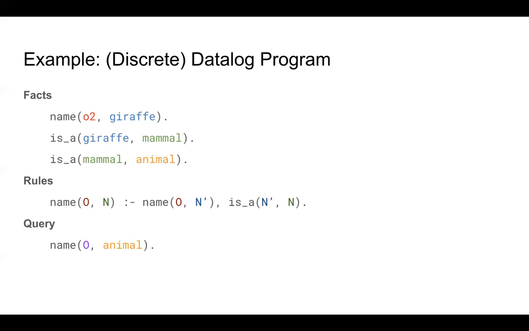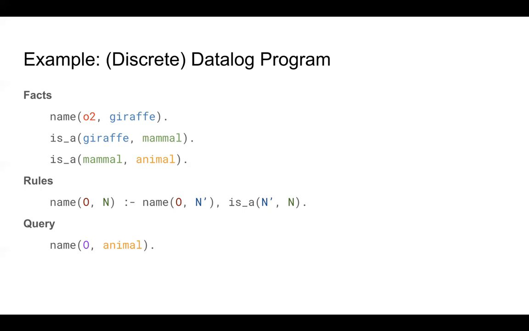I'm going to write these quantified variables in capital letters. The way to read these rules is from right to left, and comma should be interpreted as conjunction, and the colon-equals as an implication from right to left. So the way to read this rule is: if an object O has name N prime and N prime is also an N, then object O also has the name N. For example, you can apply these kinds of rules to the input facts you see above to conclude that the object O2 is not only named a giraffe, but since a giraffe is also a mammal, therefore O2 is also a mammal.